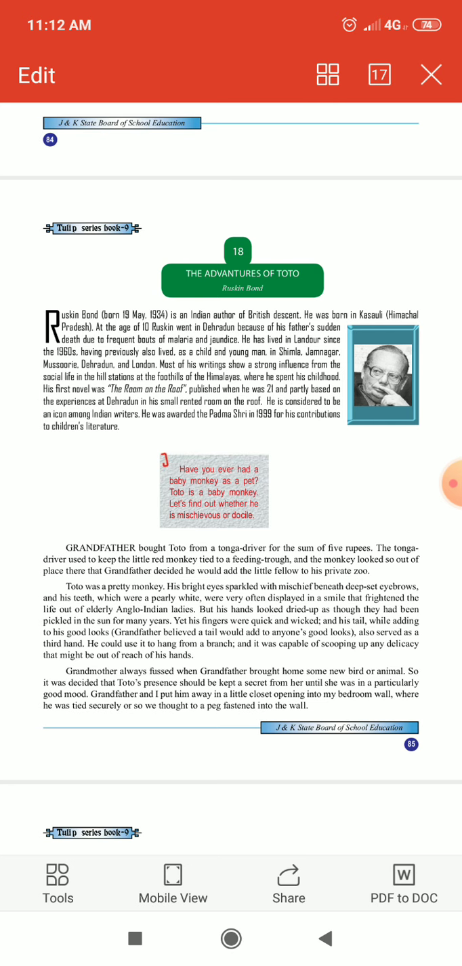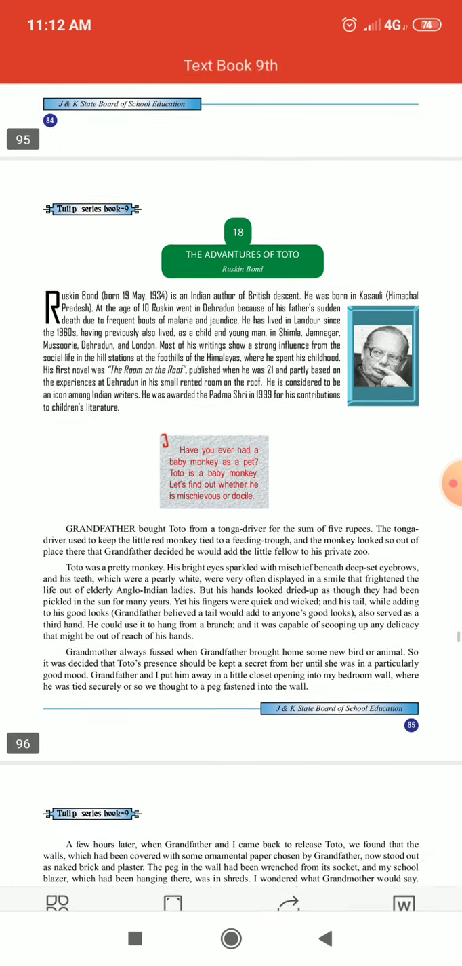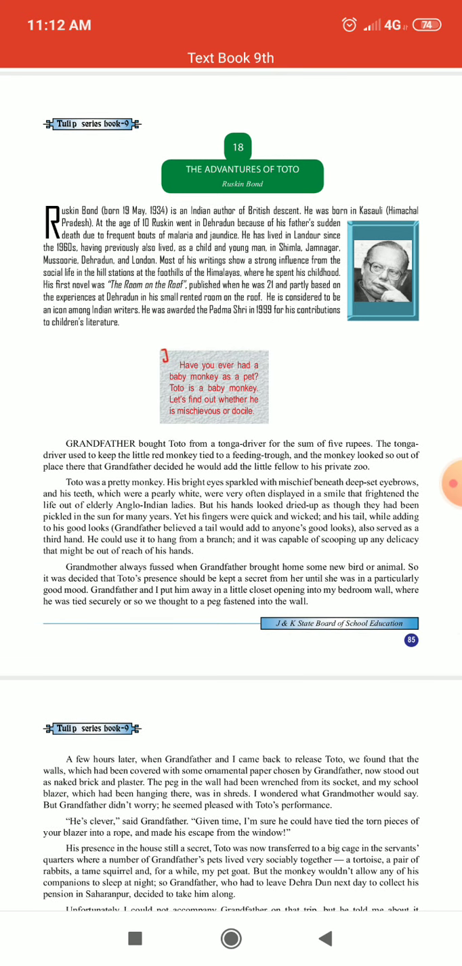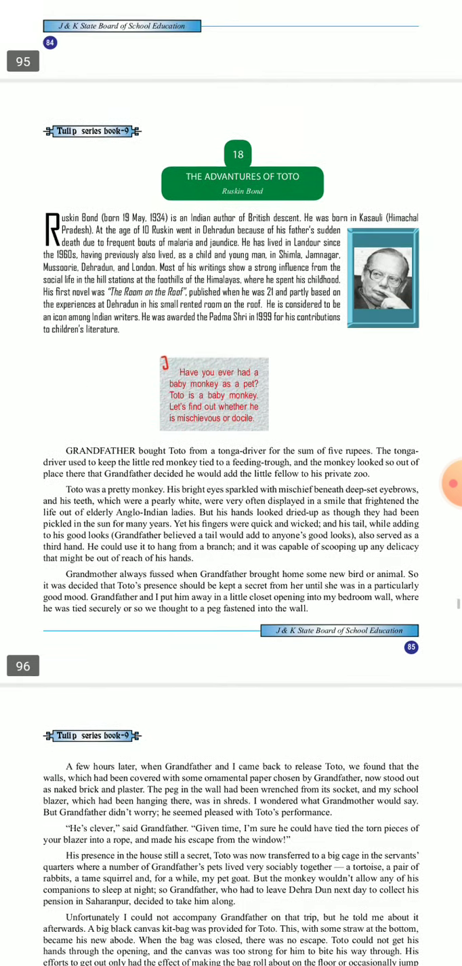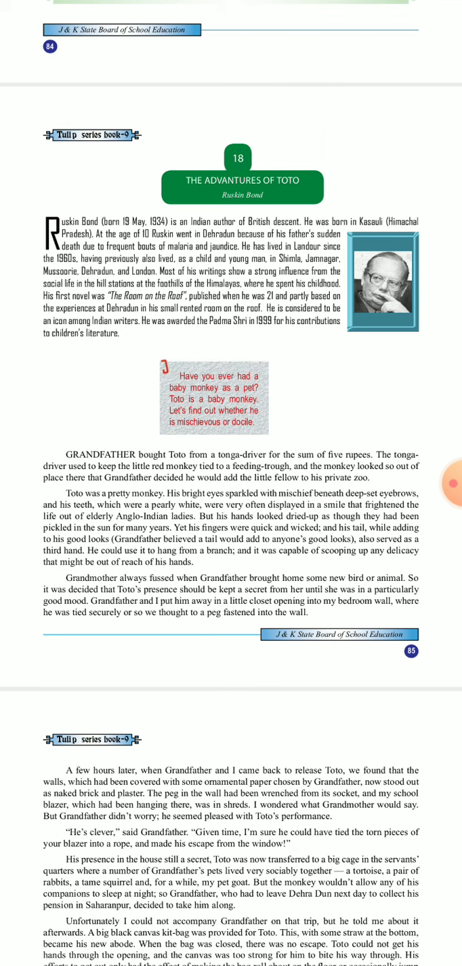This story is based on the experience of people who keep animals as pets. The theme thus deals with the outcome of the interaction between human beings and animals. Dear students, the writer in this story conveys that we need a lot of patience and courage while dealing with animals.